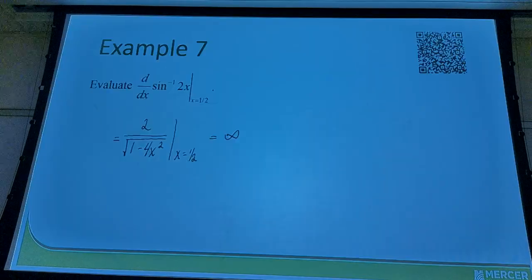What about limits? Oh, I'm ignoring limits right now. I'm just saying that's just differentiation. Then you have to remember how to do limits.